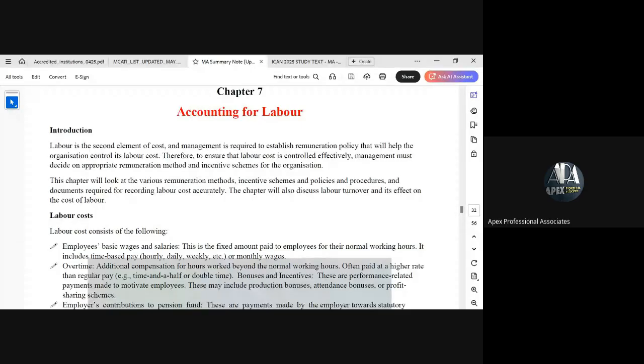So the majority of you can define labor perfectly. At the same time, we are not looking into what labor is in this topic. This topic is focusing on how you account for labor. How do you account for the labor cost that an organization has incurred in the rendering of their services? All right. So how do you account for the labor?